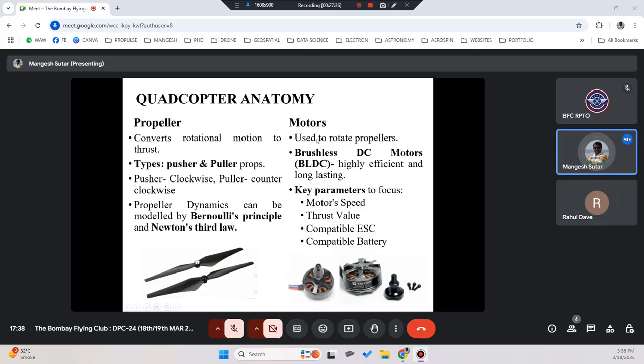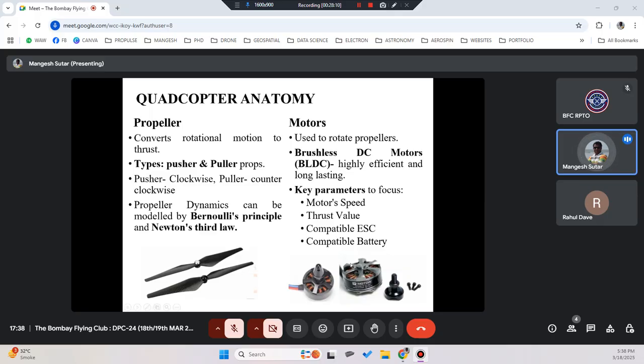Motors are used to rotate the propeller. We will always use BLDC motors, or brushless DC motors, which are highly efficient and long lasting. The key parameters to focus on are motor speed, thrust value, compatible ESC and compatible battery. Whenever these motors are made, they have a standard propeller specific to that particular model. Every motor has its own set of propellers and a compatible ESC, so you can't use any combination.